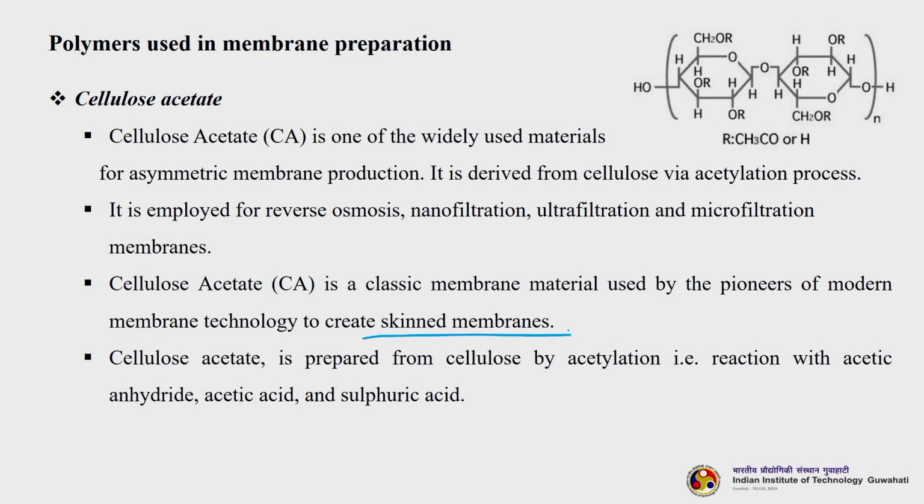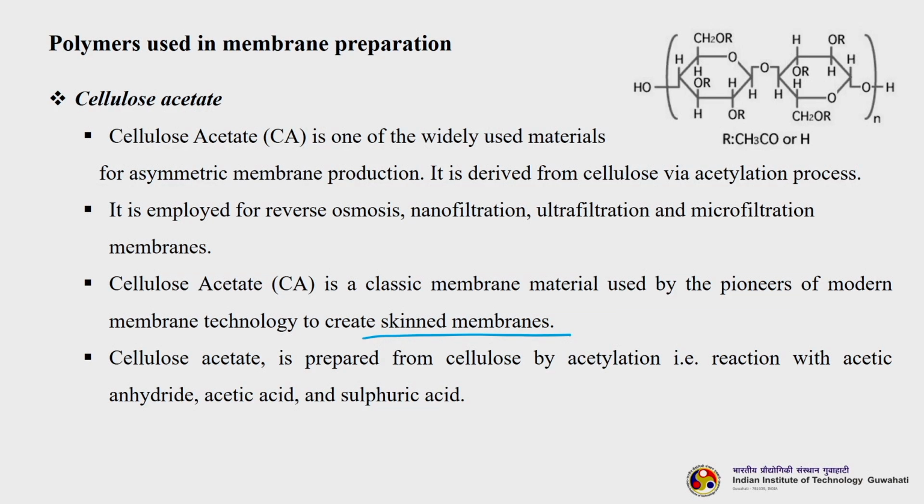So, as you know, we have discussed what skinned membranes are. One top layer that is fused along with a porous layer, and that top layer is actually called the skin, mostly in asymmetric membranes. So, cellulose acetate is prepared from cellulose by acetylation, that is, reaction with acetic anhydride, acetic acid and sulfuric acid.